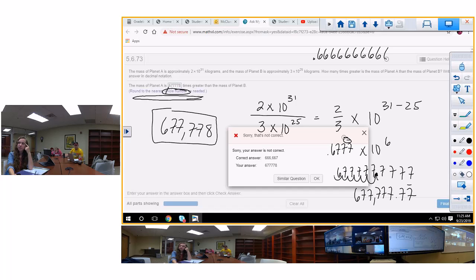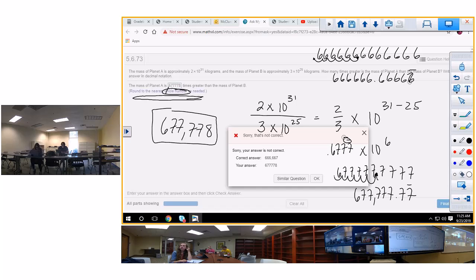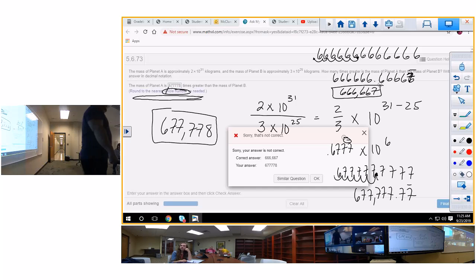Okay, well, go get some water. All right, so I'm going to move it 6 places. 1, 2, 3, 4, 5, 6. So 666,666.66666 repeating. Actually, the last one is supposed to be a 7. Okay, thank you. And that's going to be 666,667. That should be your answer. My apologies.